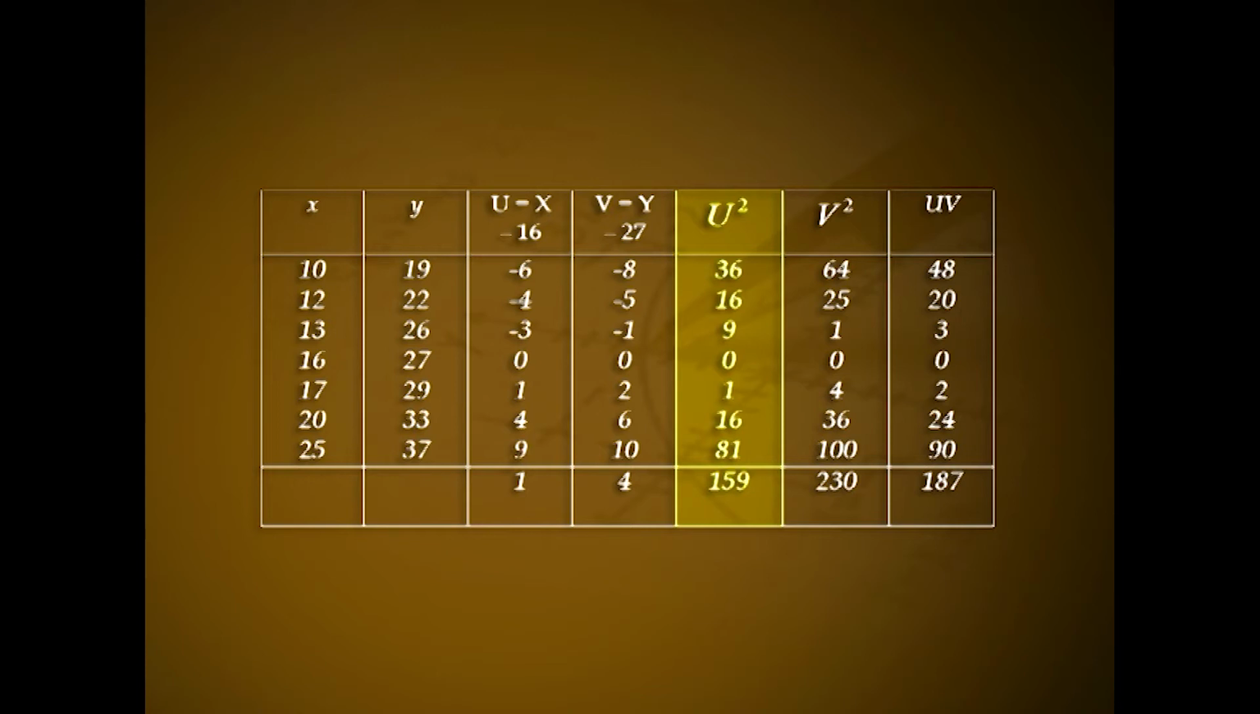V square values 64, 25, 1, 0, 4, 36 and 100. Their sum is 230. u into v values are 48, 20, 3, 0, 2, 24 and 90. Their sum is 187. Sigma u equal to 1 and sigma v equal to 4.